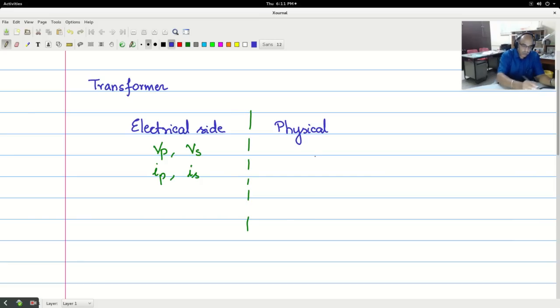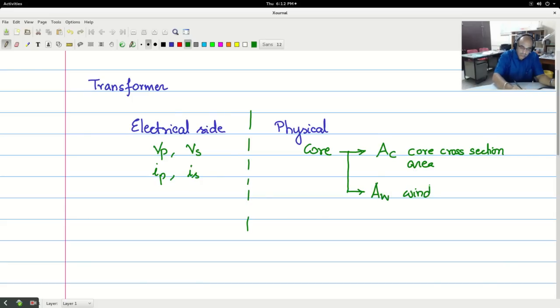we have a core, and if you look at the core data sheets, there are two important parameters that will be given. One is called the core cross section area. Let us see what that means. This is the core cross section area, and there is another important parameter given in the data sheets called AW, also called the window area.